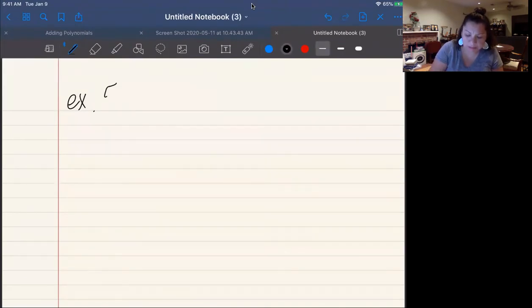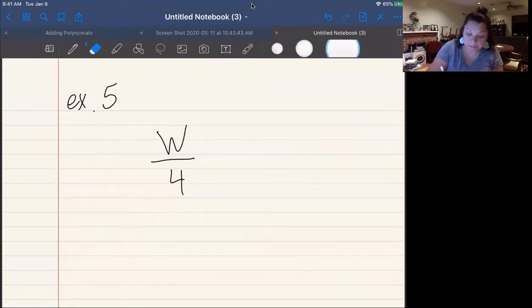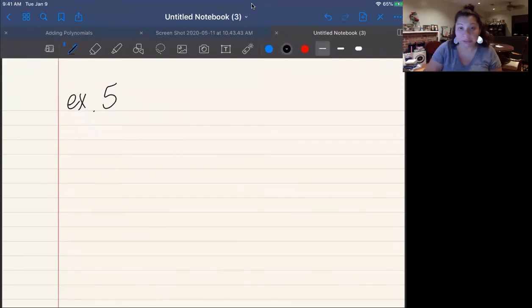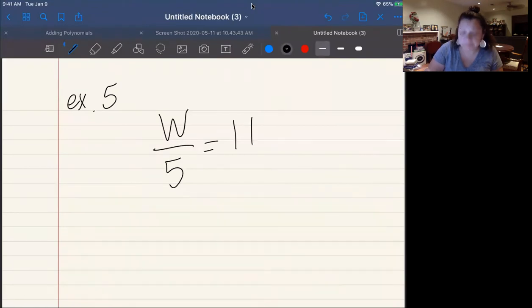This is number 5. W divided by 4. Let's use another number because we already used 4. I don't want to confuse you with the same 4. Not all the answers have a 4. So we'll go W divided by 5 equals 11.